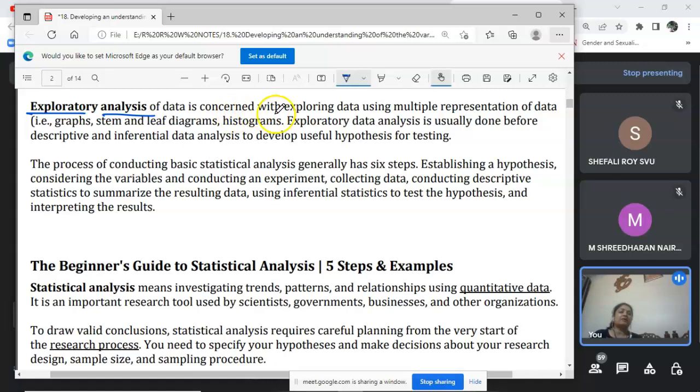Exploratory analysis of data is concerned with the exploration of data with multiple representations of data like graph, stem-and-leaf, histogram, etc. When we have data and we are representing it with any kind of diagram or chart presentation, and then we are creating hypotheses for the test and explaining all the hypotheses to find out the actual result, that is called exploratory.